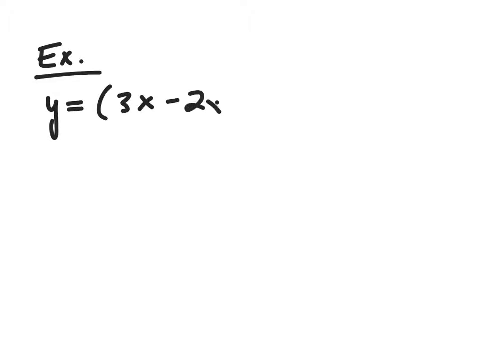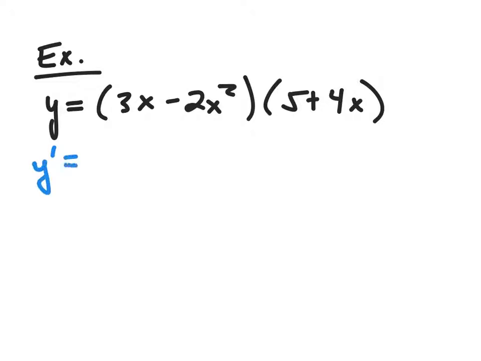Going back to our previous example, y was equal to 3x minus 2x squared times 5 plus 4x. But rather than FOILing then using the power rule, I'm going to jump straight into the product rule. So product rule says y prime would equal the first. I'm going to go ahead and label this here. This would be like my f of x, and then this would be like my g of x.